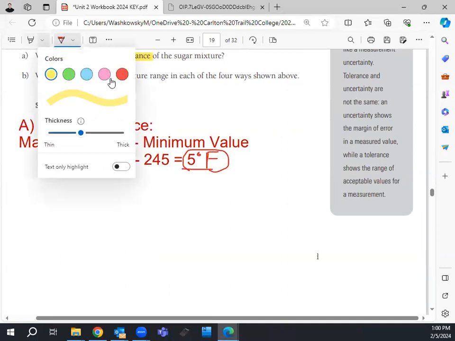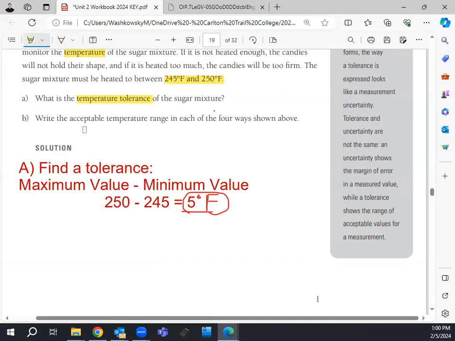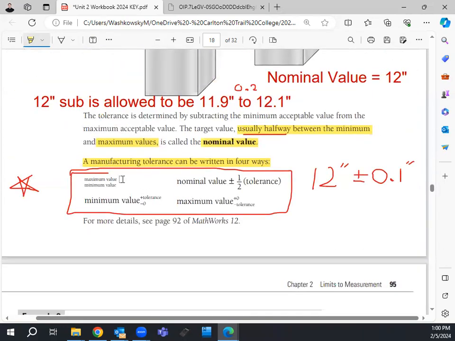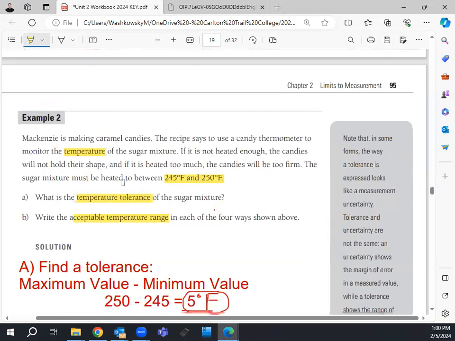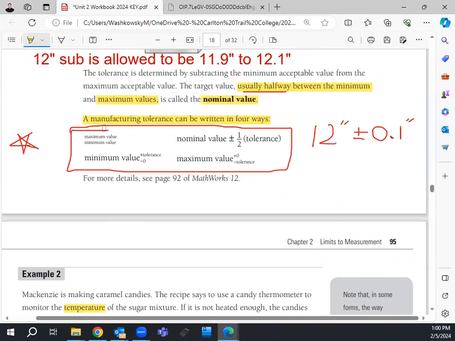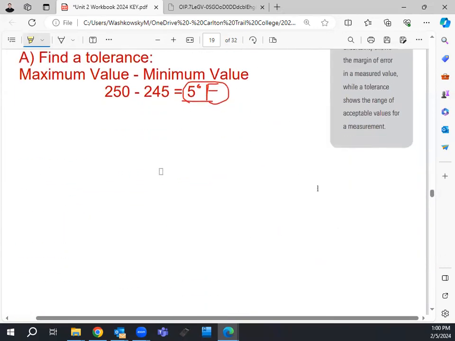So the next thing we want to look at is we want to write this acceptable temperature range. We've established that our candy needs to be within a certain temperature, and it can be a little bit too cold, it can be a little bit too hot, but only a little bit. So we're going to write them in all 4 of these ways, just as an example. It's usually going to tell you which form to write it in. So we're going to show it in all different forms.